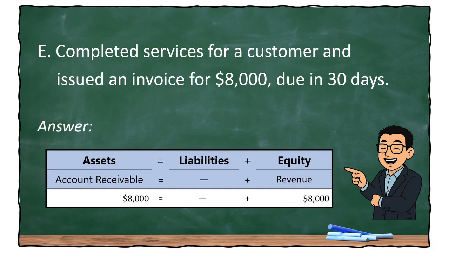Since payment has not yet been received, the amount is recorded as accounts receivable. This means the company has earned revenue, but the cash is still pending. So, assets and equity each increase by $8,000. No change to liabilities.